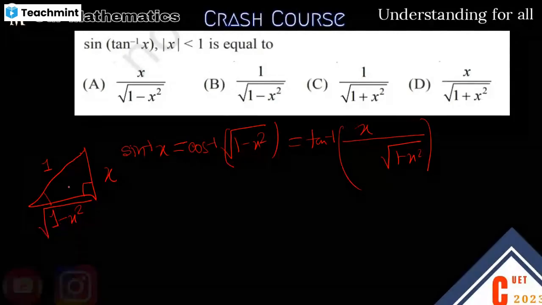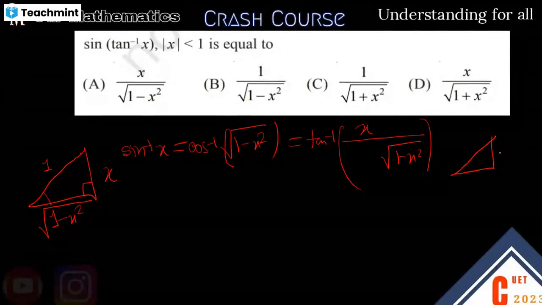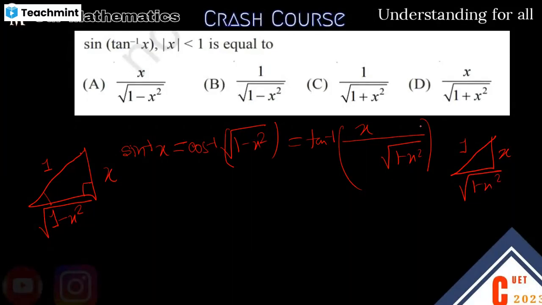So using just the triangle, we can solve everything. For example, if this is x, this is 1, it will become root over 1 minus x square. That means tan inverse will become what? x by root over 1 minus x square.